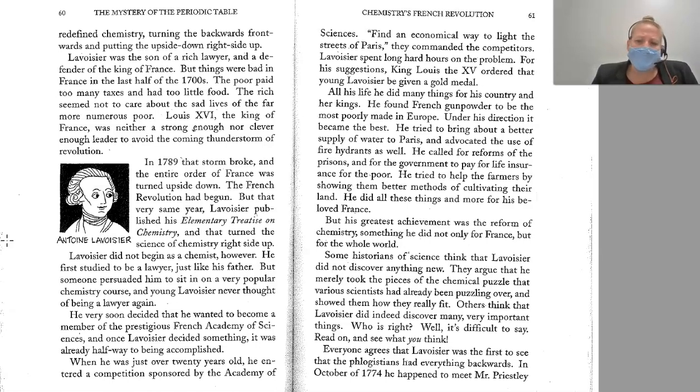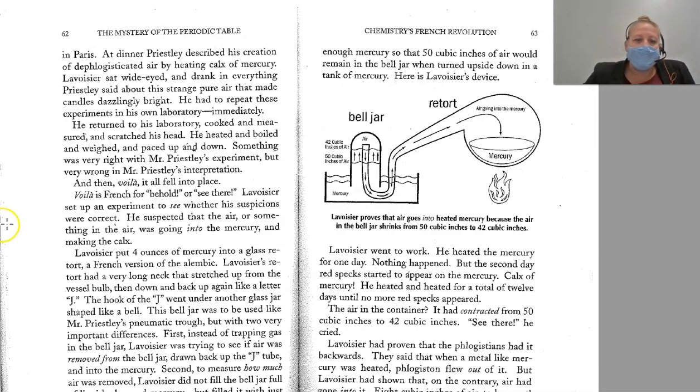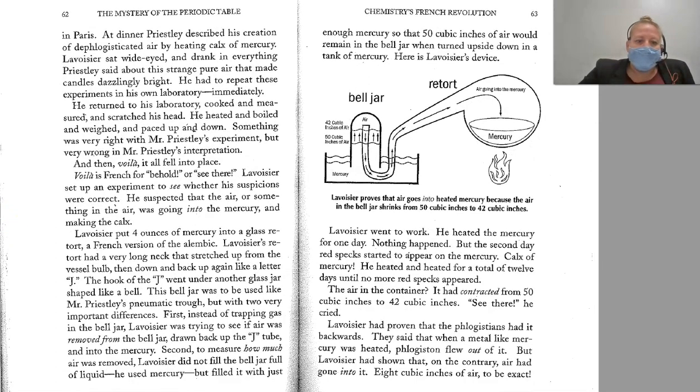Everyone agrees that Lavoisier was the first to see that the phlogistians had everything backwards. In October of 1774, he happened to meet Mr. Priestley in Paris. At dinner, Priestley described his creation of dephlogisticated air by heating calx of mercury. Lavoisier sat wide up and drank in everything Priestley said about the strange pure air that made candles dazzling bright. He had to repeat these experiments in his own laboratory immediately.